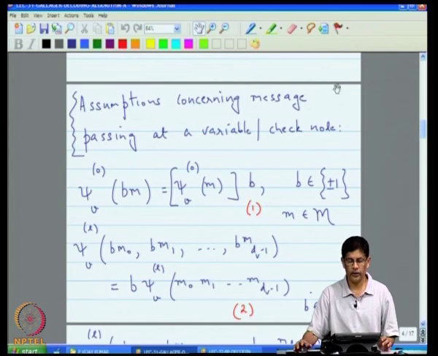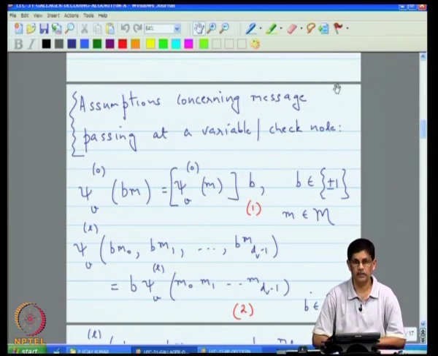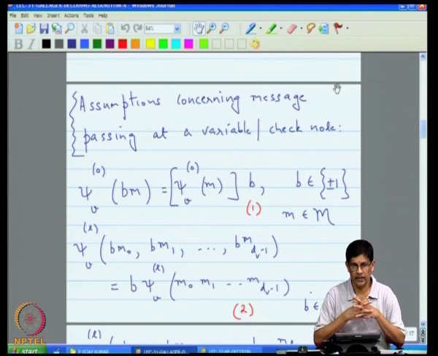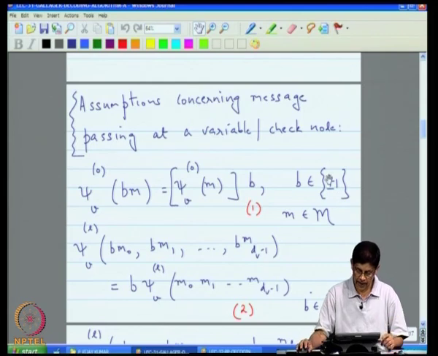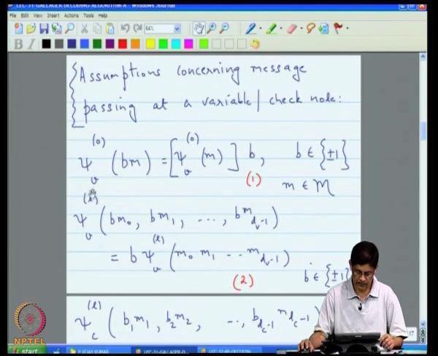We are going to analyze the performance of a class of decoding algorithms. These decoding algorithms have certain features in common. They are required to, for the purpose of making the analysis tractable, and one of the requirements is that supposing your incoming message from the channel is B times M, then your outgoing message is what it would have been in the absence of B, multiplied by B itself, where B is a plus or minus 1 symbol.